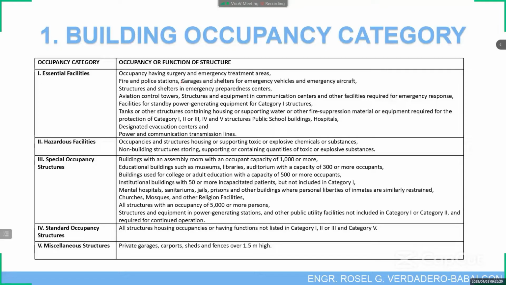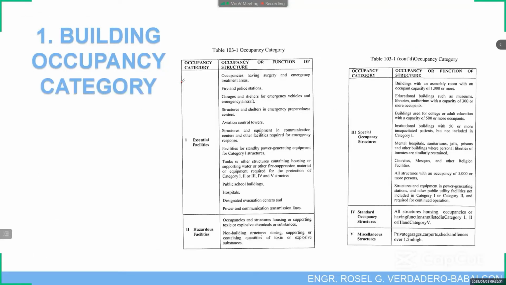Okay. Number 4 is the standard occupancy structures. All structures housing occupancies or having functions not listed in category 1, 2, 3, and category 5. So technically, most residential houses are categorized as standard occupancy structures or occupancy category 4. And number 5 is the miscellaneous structures, or the private garage, carports, sheds, fences over 1.5 meters high. Okay. So this building occupancy category can be found in Table 103-1 of the NSCP.